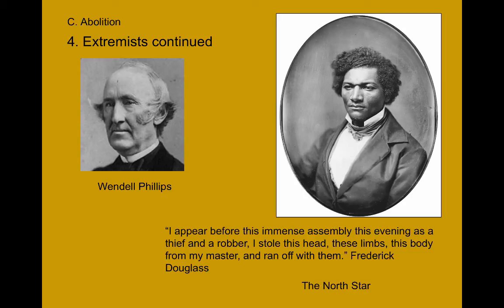He's appearing before a white audience in the North, and he says, "I appear before this immense assembly this evening as a thief and a robber. I stole this head, these limbs, and this body from my master, and I went off with them." And so this shocks white audiences. They had never really thought about this before, and it really brings home the idea that slaves, who are human beings, are treated like property, and when they run away, they're stealing themselves. And how can you accuse somebody of being a bad person who's stealing themselves?